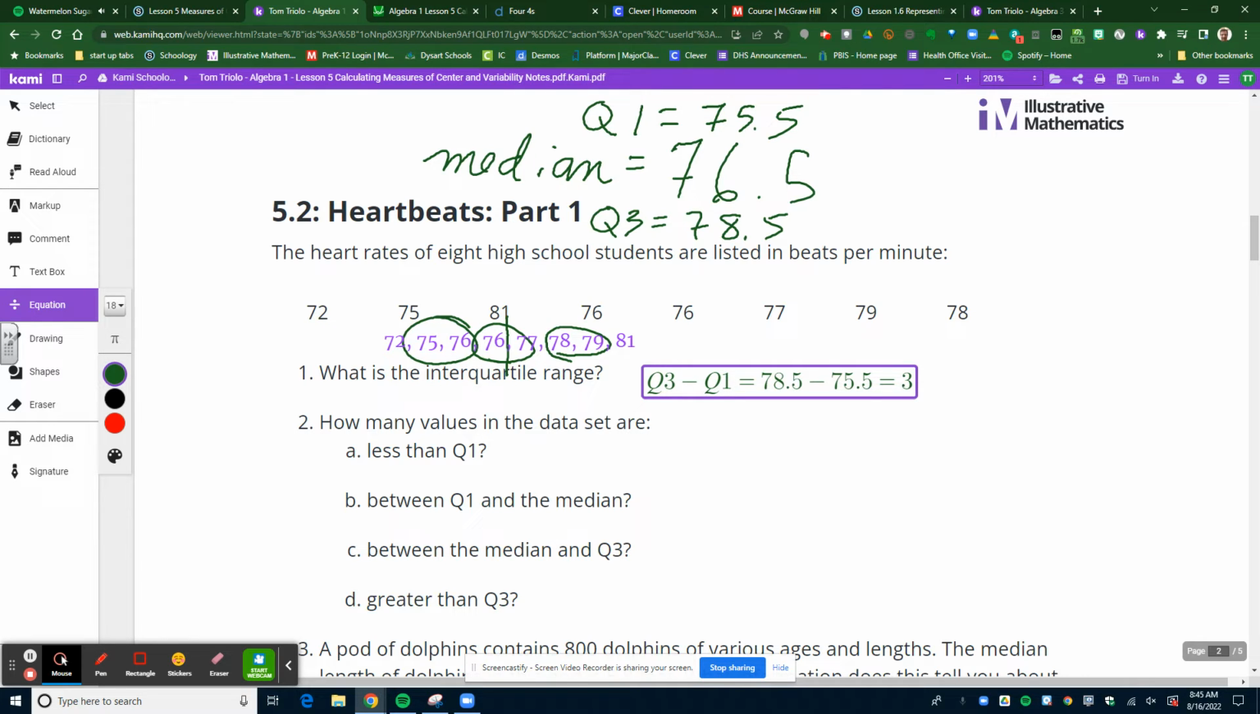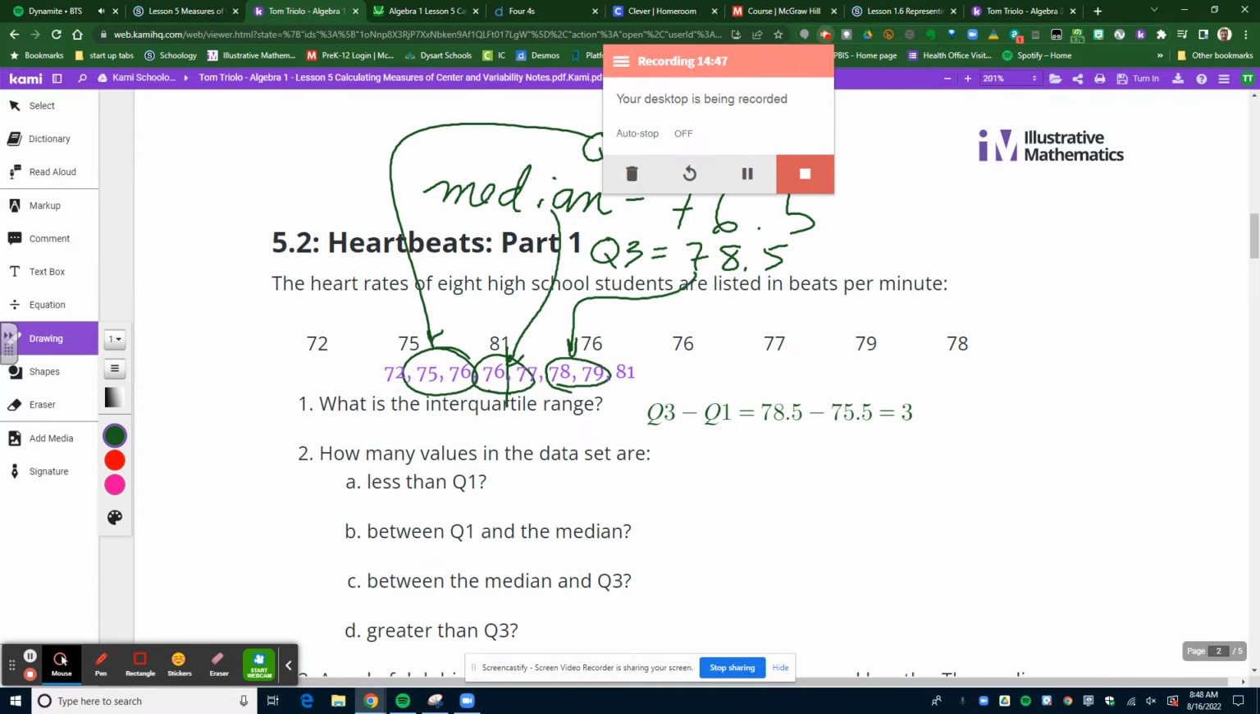Okay. So how many values are less than 75.5? So answer number 2. How many are between Q1 and the median? How many between median and Q3? And how many are bigger than Q3? Okay? Just count. Can't be bigger than 8, right? It should be a lot smaller. So answer number 2. Do this together. All right. How many values in the data set are less than Q1?